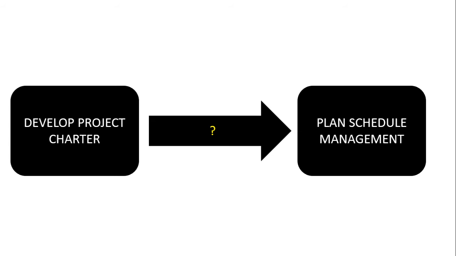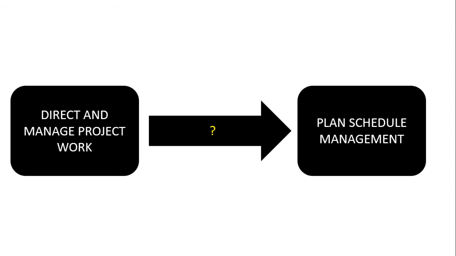Here's the second one. Direct and Manage Project Work gives you something that goes to Control Procurements. Does anyone know what this is? We've been talking about this stuff for the past week. I'm asking you casual questions. I'm asking you to chat in. I ain't getting no bites. Was it too abstract?